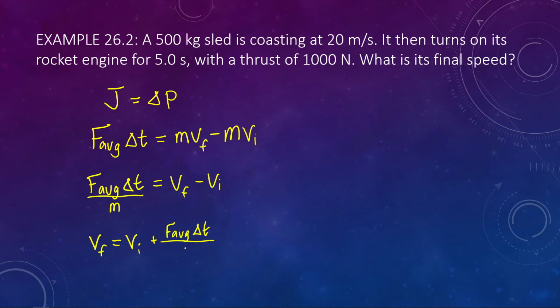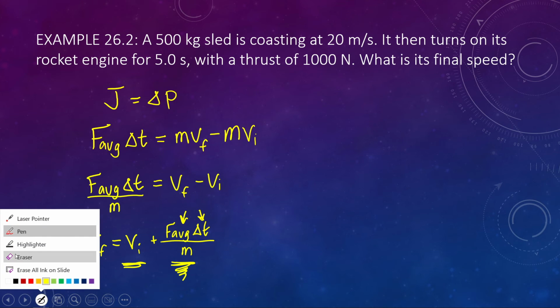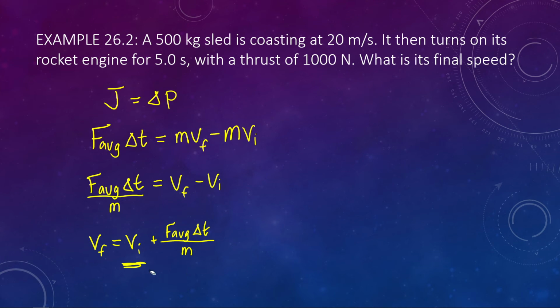divided by the mass. I really like this equation because it gives us the initial velocity plus something extra based on how much force there is and for how long that force is applied. So we just need to plug in our numbers and solve. The initial velocity is 20 meters per second. The average force is the force of the thrust of the engines, which is 1,000 newtons. That engine is turned on for 5 seconds. And the mass is 500 kilograms.